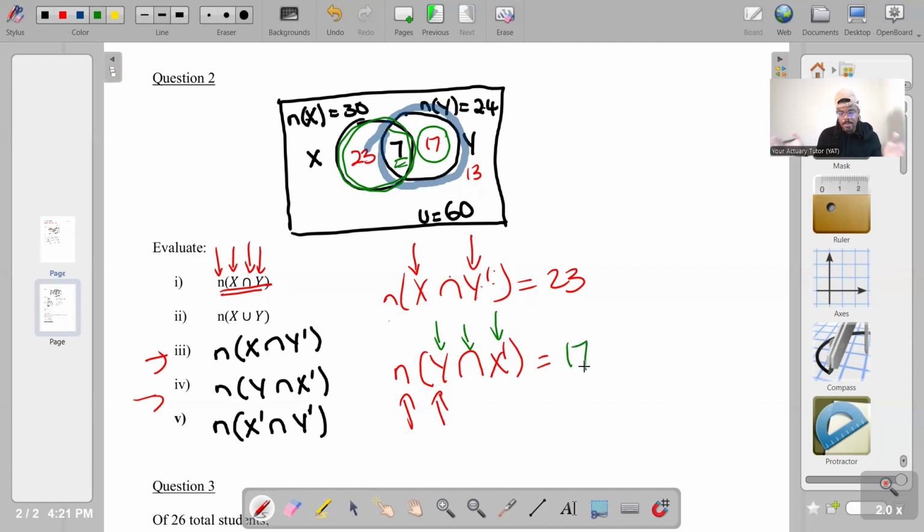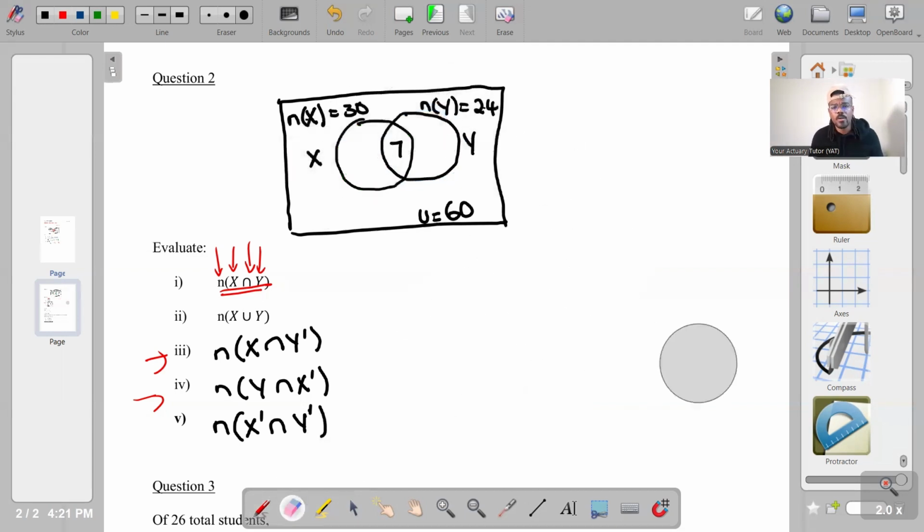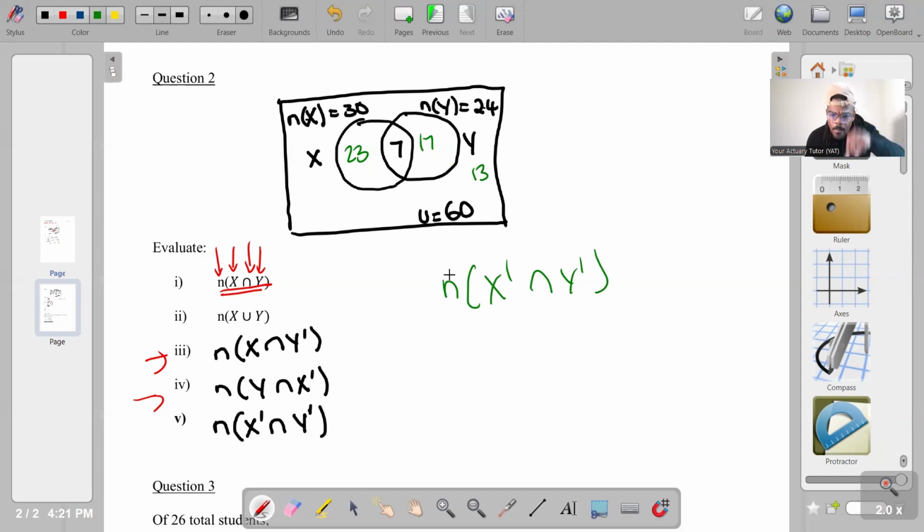That makes sense? Let me know in the comments if that makes sense. All right? Ready, set, go. Last one. 23, 17, 13. Number of elements. We're going to say it again, what we're going to say to ourselves. Now think. Number of elements not in X and not in Y.